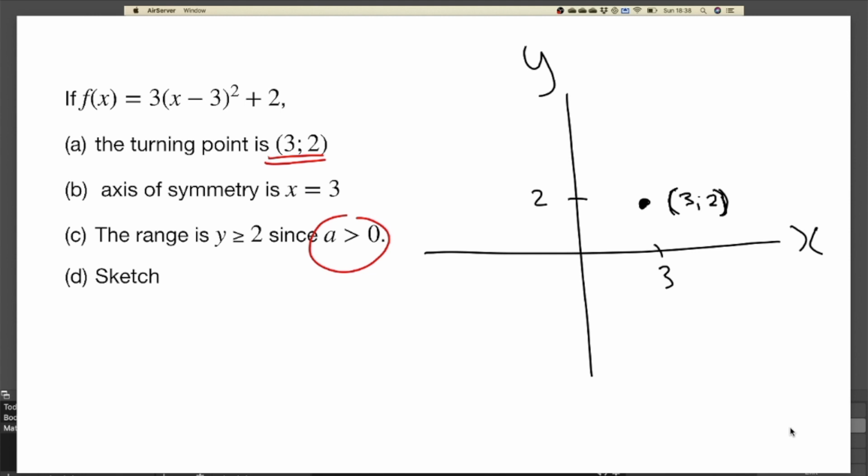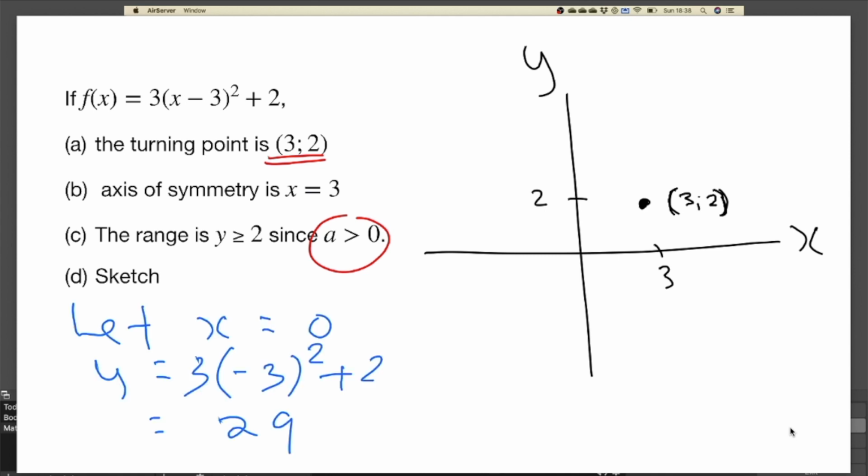The shape is a happy face and it passes through the point (3, 2). And to work out the y-intercept, just let x equal to 0. So if you put x equal to 0 there, I think the y-intercept will be equal to 29. So we know the turning point is (3, 2), and we also know the y-intercept is at 29. I'll just put it there. That's where 29 is. Now I can draw my graph. So the graph will look something like that.